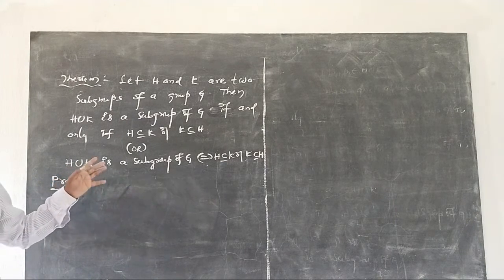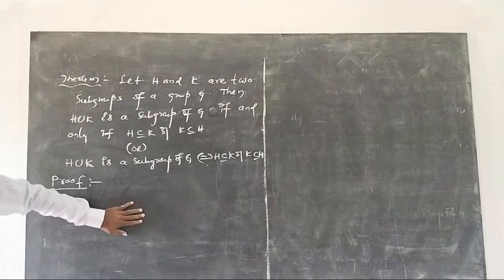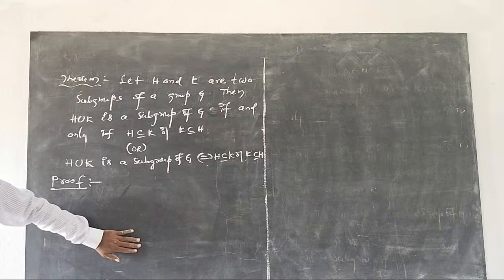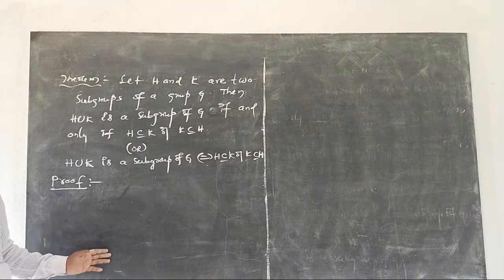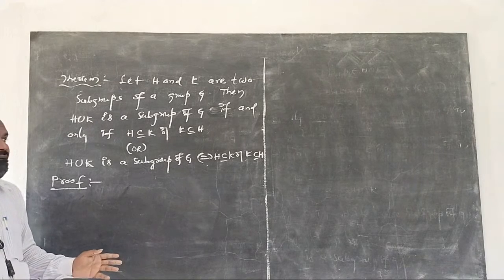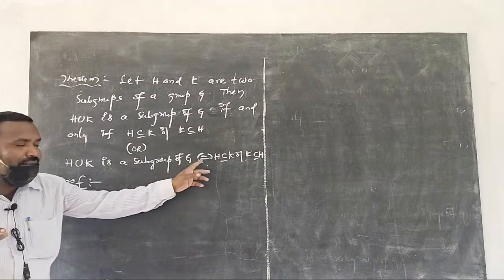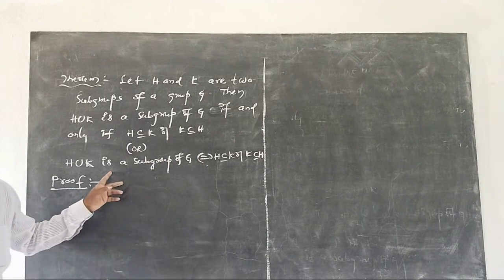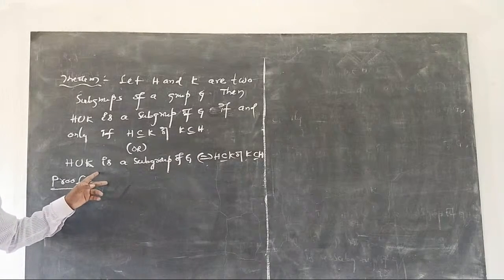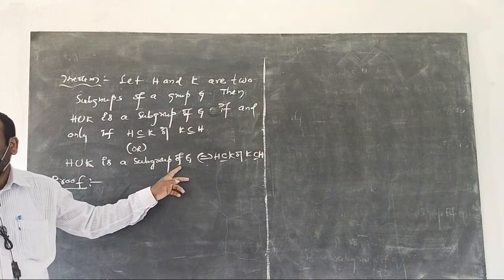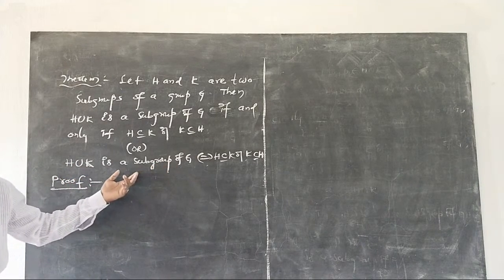It is necessary and sufficient type. Proof is divided into two parts. First part is necessary condition. Second part is sufficient condition. In necessary condition, we suppose the statement before if and only if. What is the statement before if and only if? H union K is a subgroup of G. That is, we suppose in the necessary condition.